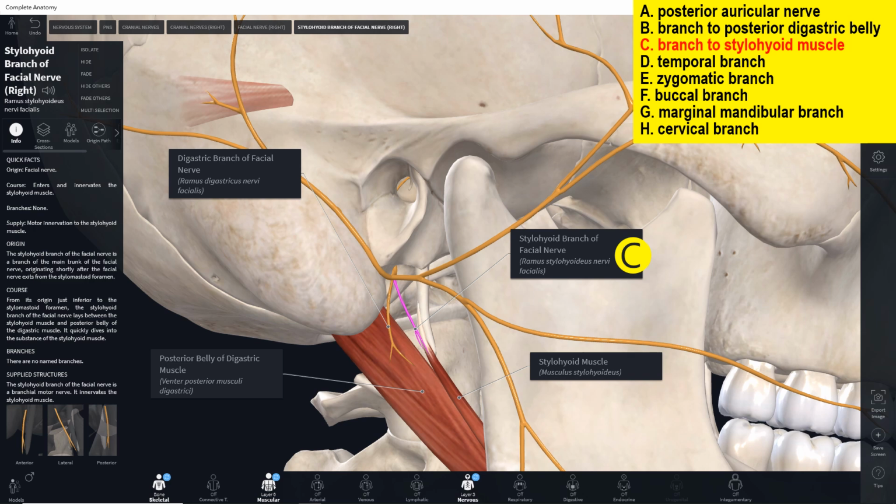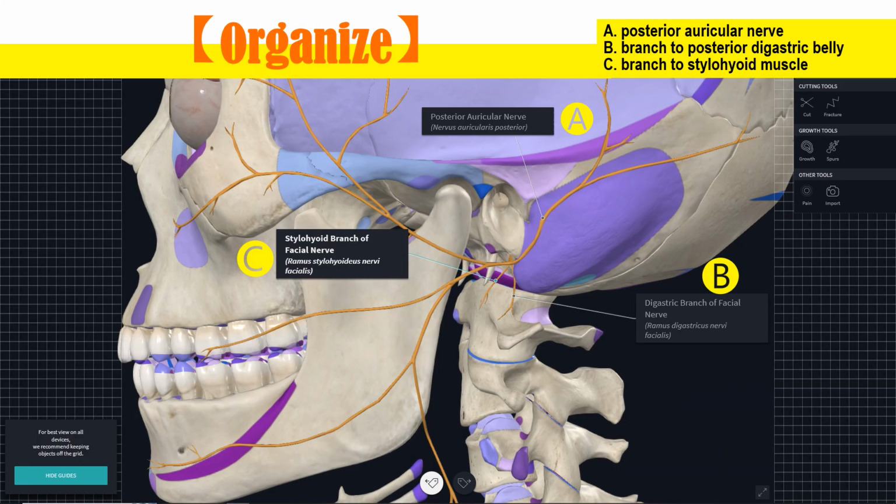Hence, it is easy to associate the presence of a branch of the facial nerve that extends towards the stylohyoid muscle. Now, let's go through it together one more time, shall we? Close your eyes for a moment.